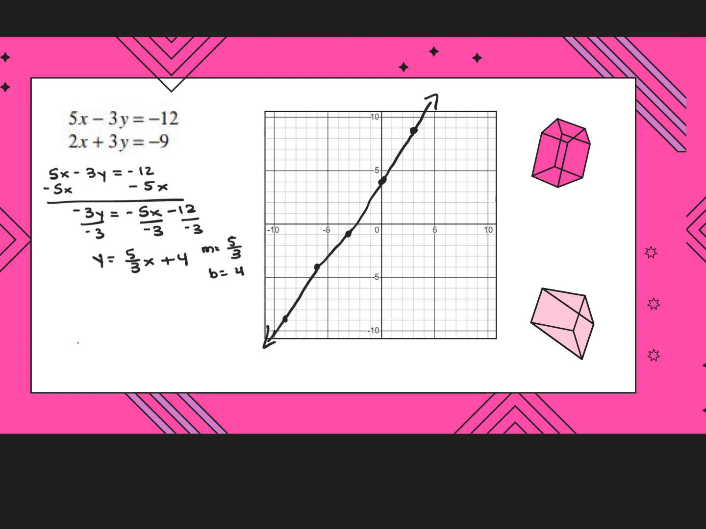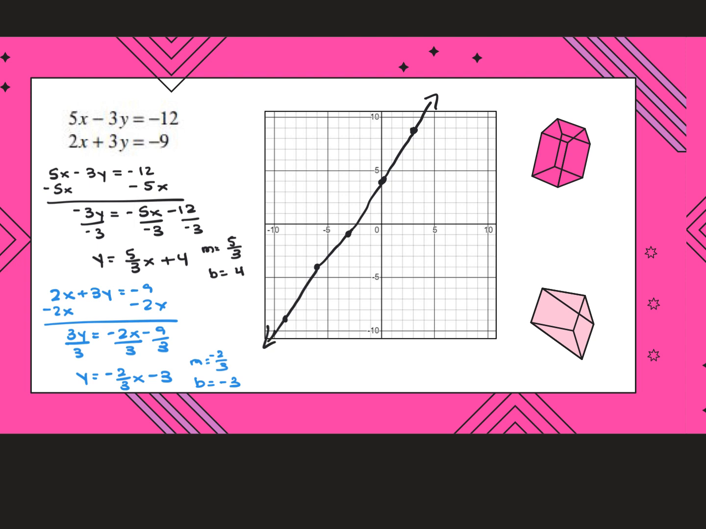All right. Now let's take a look at the second equation. I'm going to change the color of my pen. There we go. So I have 2x plus 3y is equal to -9. Subtract 2x from both sides. I get 3y is equal to -2x minus 9. Divide both sides by 3. And I get y is equal to -2/3x minus 3. My slope is -2/3, and my b is -3.